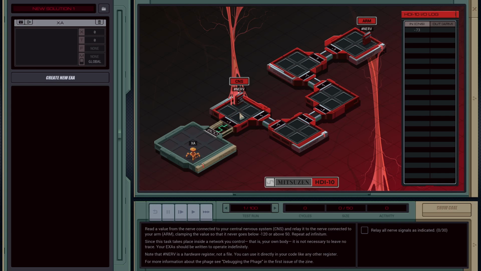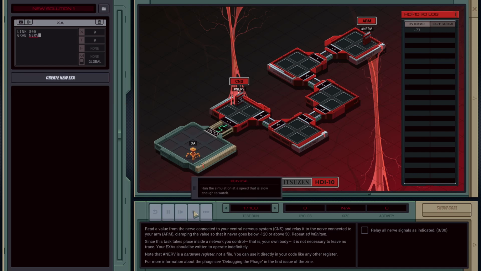I need to read a value from the nerve connected and relay it to the nerve connected to your arm, clamping the value so that, what does that mean? Clamping the value, relay all nerve signals as indicated. So if I say link 800 and then, is it grab? I think it's grab. Do I just say NERV like that? Does that work?